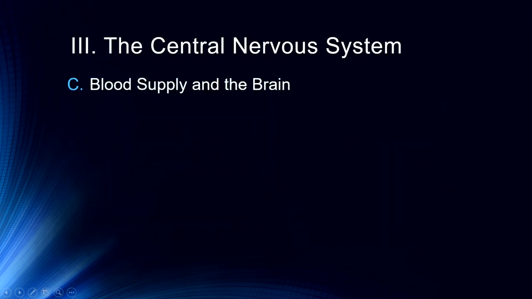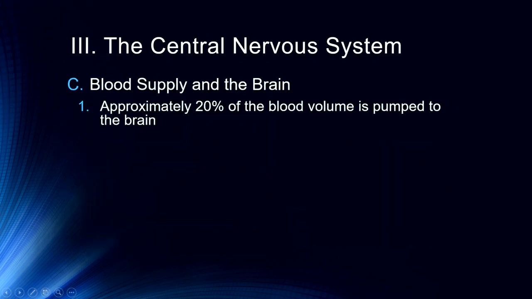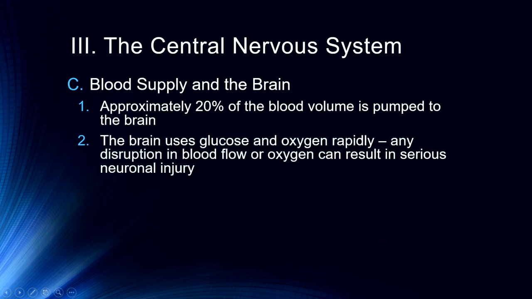So that gets us to the blood supply in the brain. About 20% of our blood volume is pumped to the brain. The brain is very metabolically intense. That is, it uses a lot of glucose and oxygen rapidly, but it doesn't have any way to store those. And so any disruption in blood flow or disruption of oxygen can result in serious neuronal injury. So hypoxia and carbon monoxide poisoning are very serious issues that can cause significant brain damage.